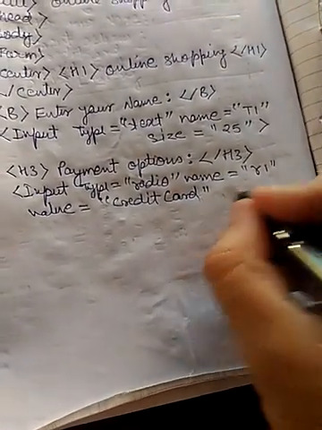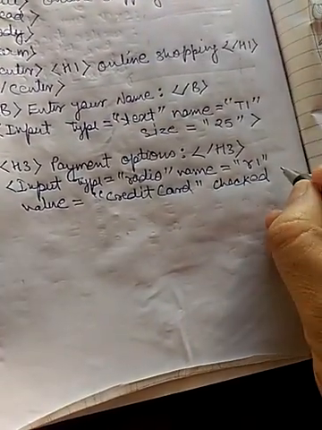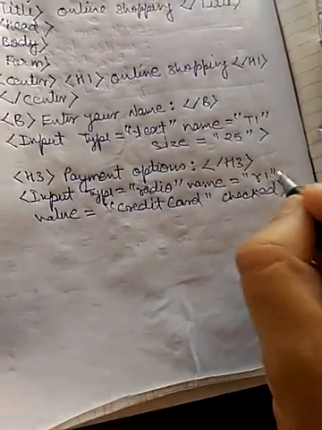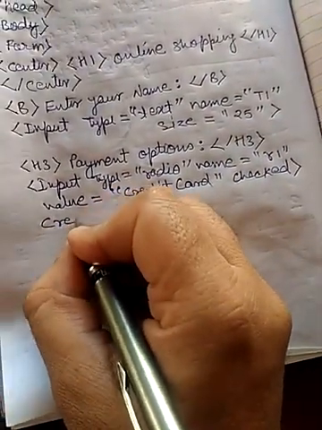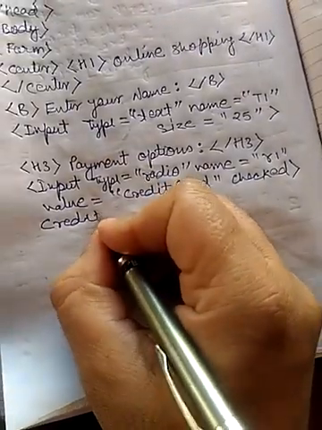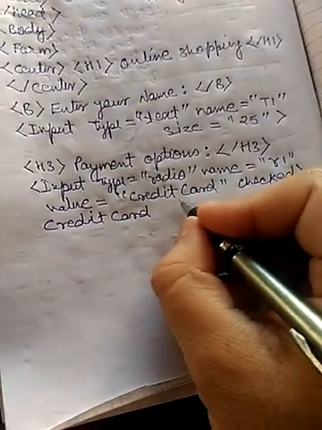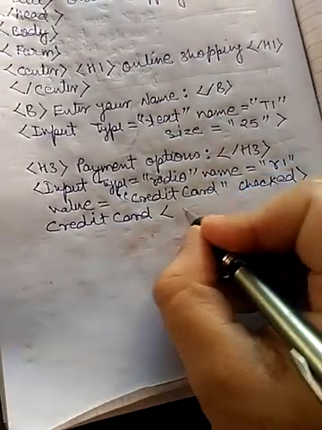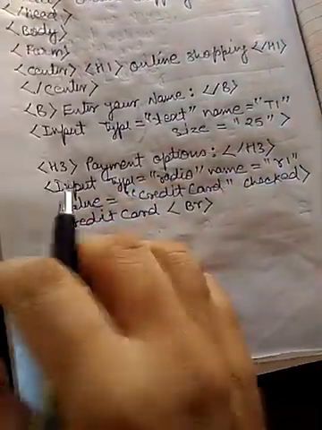Okay, I want it to be checked, CHECKED. After that, the text which we want to display on the screen is credit card. And after that, we have to change the line, that's why I am writing BR, break line.